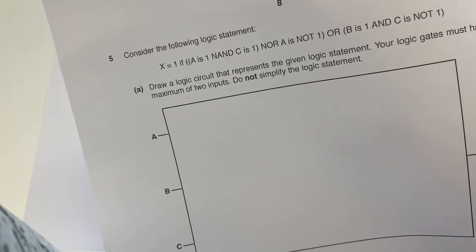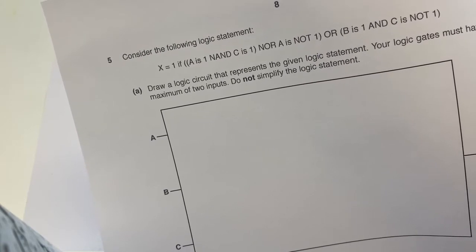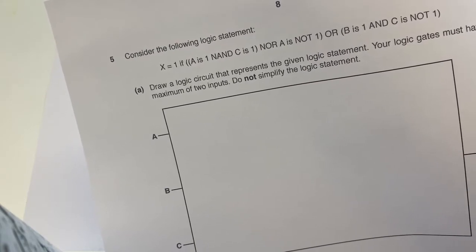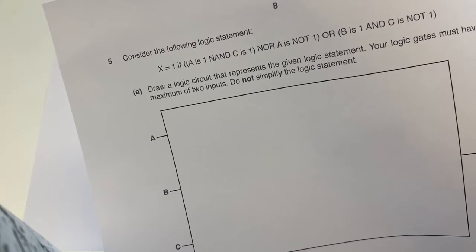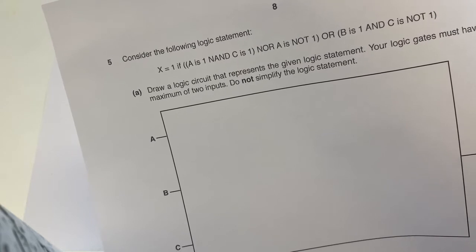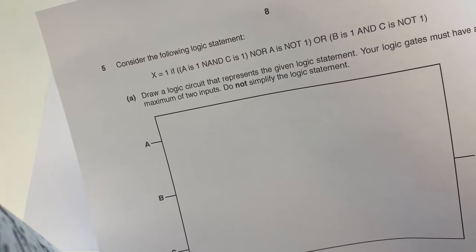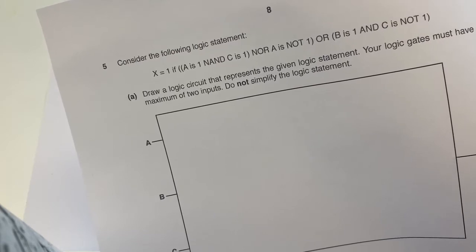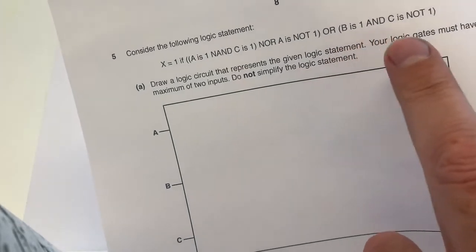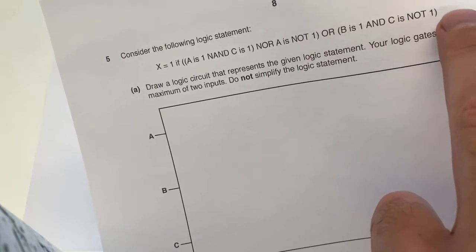X equals 1 if A is 1 NAND C is 1, NOR A is not 1. So that's the first collection of numbers and letters. Or B is 1 and C is not 1. So that's fairly straightforward.